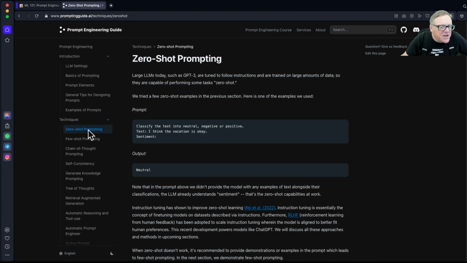Like one technique is called zero shot. Classify this text as neutral, negative, or positive. And so you just ask it for something and expect it to do it.